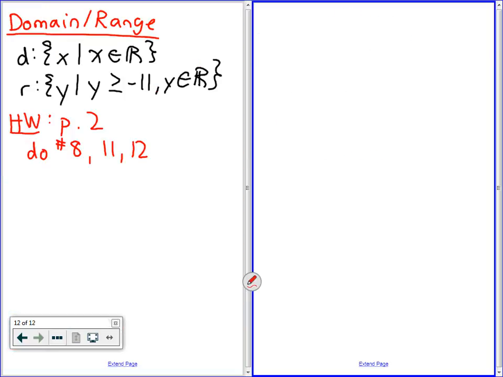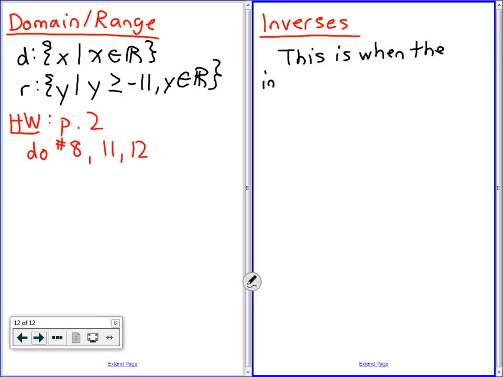Where's my pen here? Because this is going to lead into part B. So I just want to do a quick little definition, then we'll actually get to part B. Okay, so inverses. This is when the inputs are switched with the outputs.